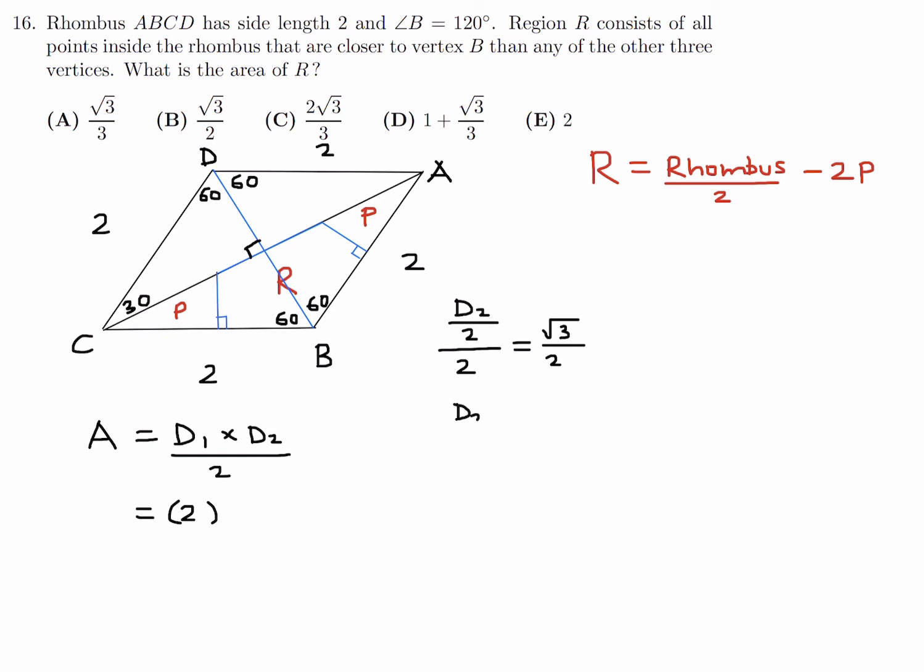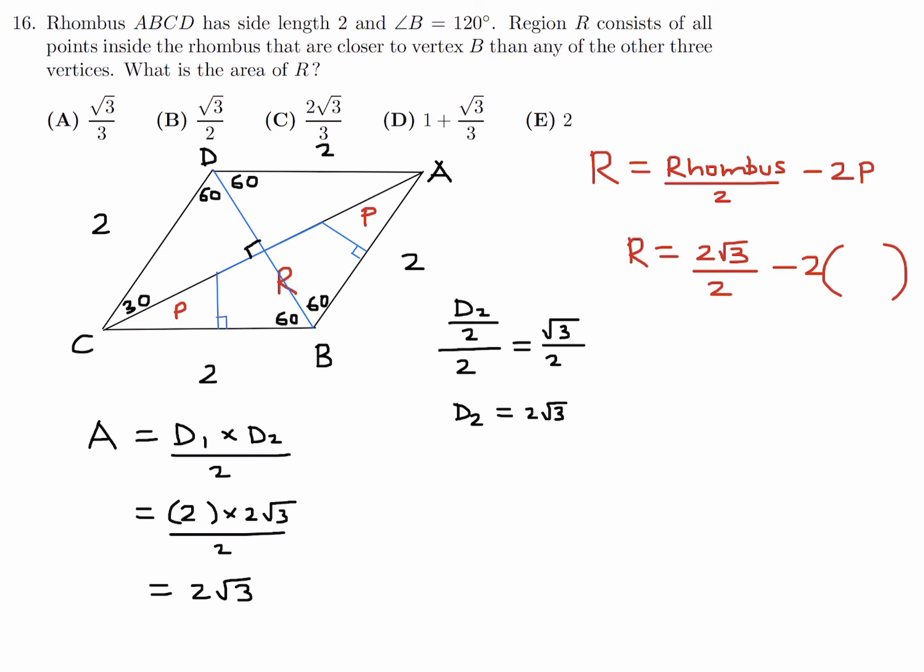So solving, we get D2 is equal to 2 root 3. So I put that here, times 2 root 3 all over 2, and that is just 2 root 3. So immediately, in my equation here, I've got the rhombus area, which is 2 root 3, and then I've got to divide by 2 because I only want half of it. Now all I'll have to do is figure out the p's and I'm done. So minus 2 times p, and then I'm done.